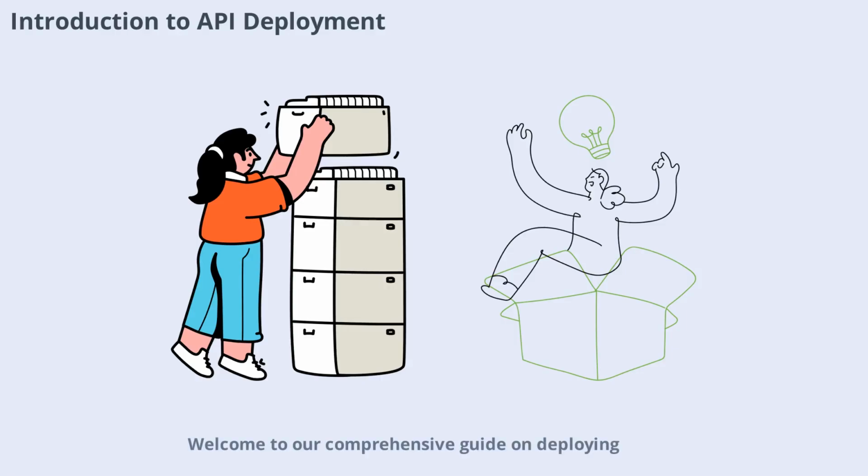Welcome to our comprehensive guide on deploying and integrating data science solutions using APIs. In today's fast-paced digital world, organizations need to quickly turn their data science models into actionable tools. APIs, or application programming interfaces, play a crucial role in bridging the gap between complex models and real-world applications. Throughout this video, we'll explore the step-by-step process of deploying data science models as APIs and how to seamlessly integrate them into various business systems.